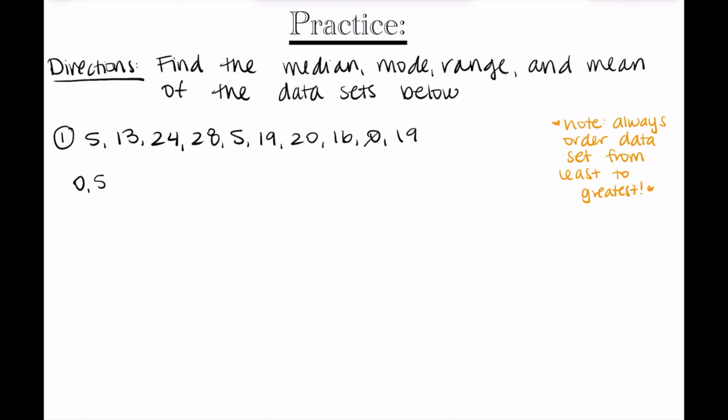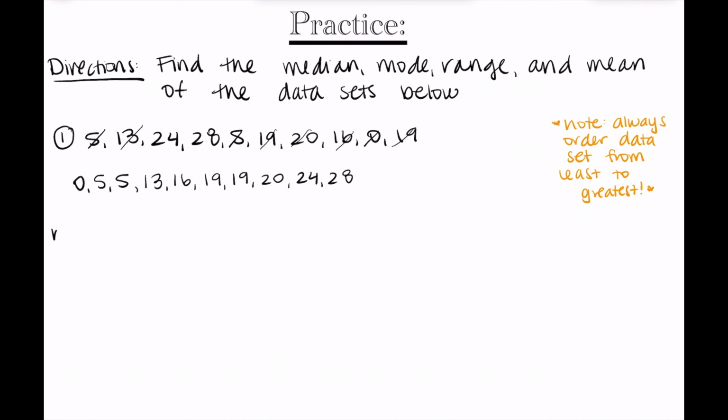We will reorder everything. Careful here though, you just don't want to forget any numbers. So as I write the numbers down from least to greatest, I'm going to cross them out just to make sure that I don't miss any numbers, because that will change our answers. So far we have 0, 5, 5, 13, 16, 19, 19, 20, 24, and 28. So we've ordered our data set from least to greatest, and now we can get into finding all of these terms, right? Calculating all of these things.